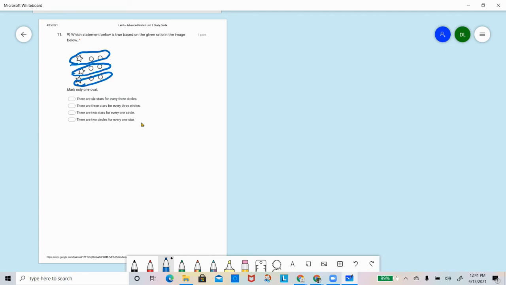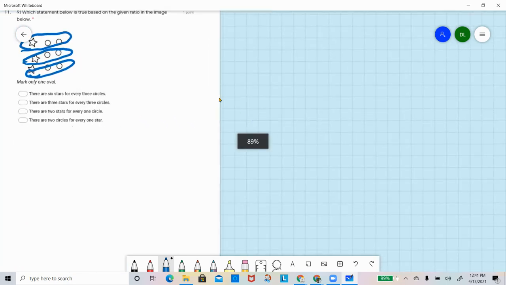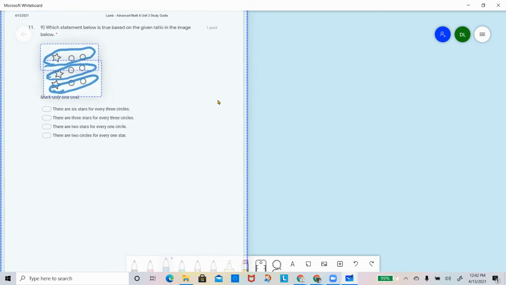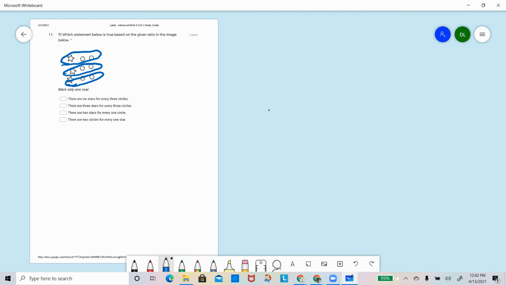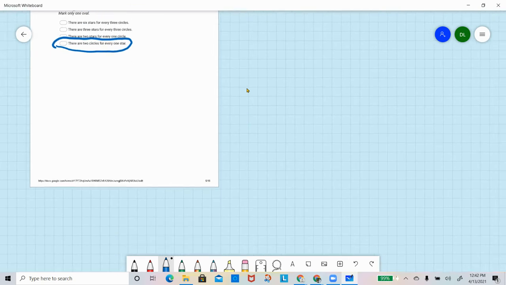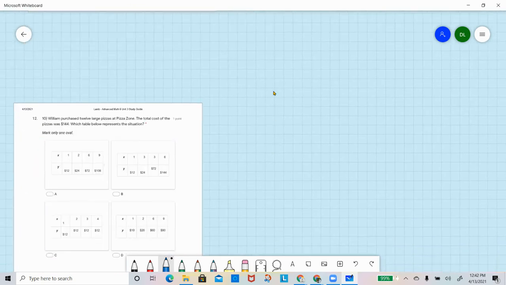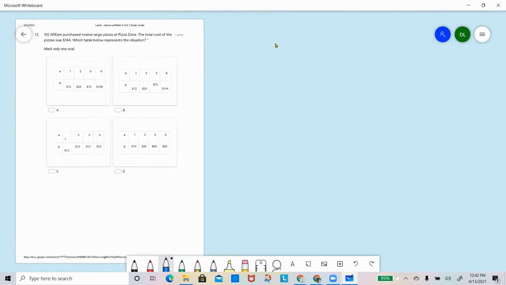Again, what is this called? It's called an equivalent relationship, right? So equivalent relationships, there should be 2 circles. I wish it would stop doing that. There should be 2 circles for every star. Okay, again, looks like an easy question, easy to mess that question up. Let's go on to question number 10.